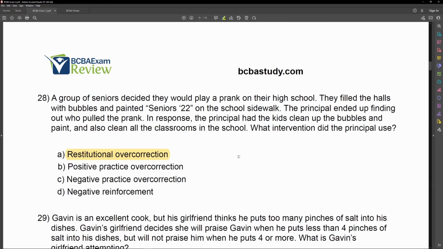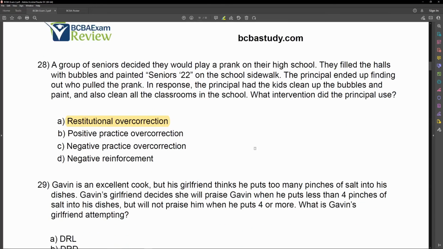And then negative reinforcement. The principal doesn't want to reinforce this, okay? We're not sure what happens to the behavior. We can't say if it's reinforcement, it's whatever it is, okay? There's no indication this is negative reinforcement, but it does look like restitutional overcorrection. Remember, we're looking for the best answer possible.